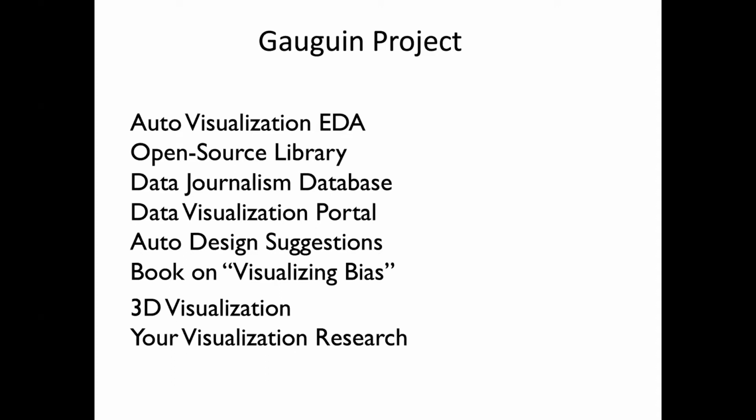We're also coming up with a data journalism database. What this means is we go on the web and we scrape images of what people have already done for real world data visualizations. What that allows us to do, and we already have a couple of robots which are beginning to do this, it allows us to see what people do in the real world.